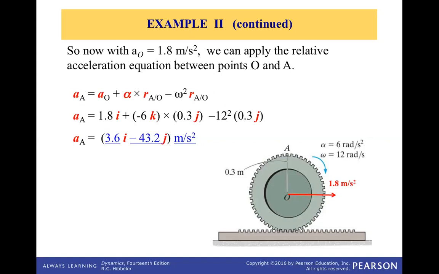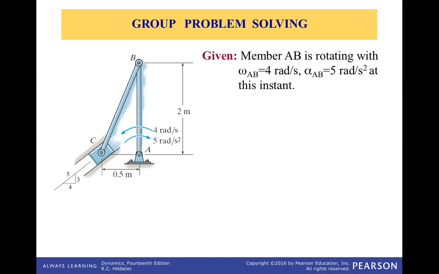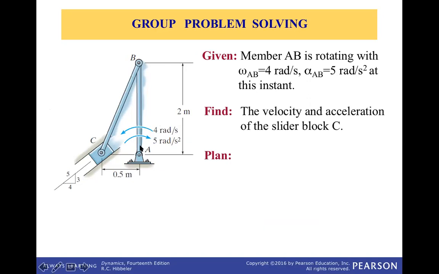Let me see how much time we have left. About 7 minutes. So then we'll just look at the group problem solving together. This one says A and B is rotating with angular velocity of 4 and then angular acceleration of 5 in the opposite direction, at this instant shown here. Find the velocity and acceleration of the slider block C. So looking for V C and then a C here.